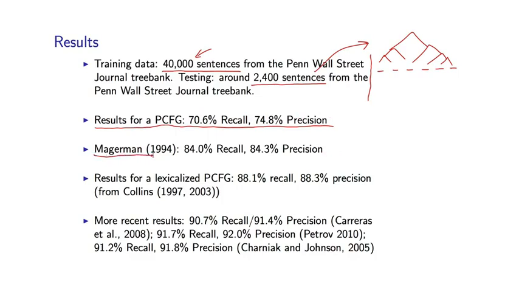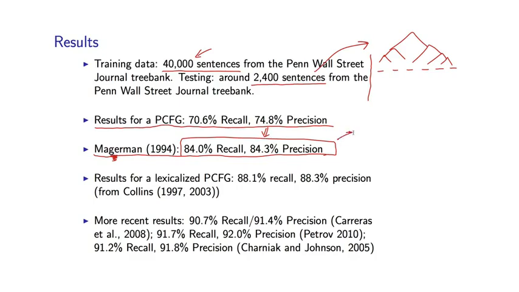This paper in 1994 was, I think, the first really accurate tree bank parser. It was due to David Madigan. It was created in collaboration with a group at IBM Research who produced a huge amount of seminal work in the early 90s on statistical natural language processing. One of the things they looked at was statistical parsing. So this is about 84% recall and precision. That was really a breakthrough result, way higher than these low 70s numbers.